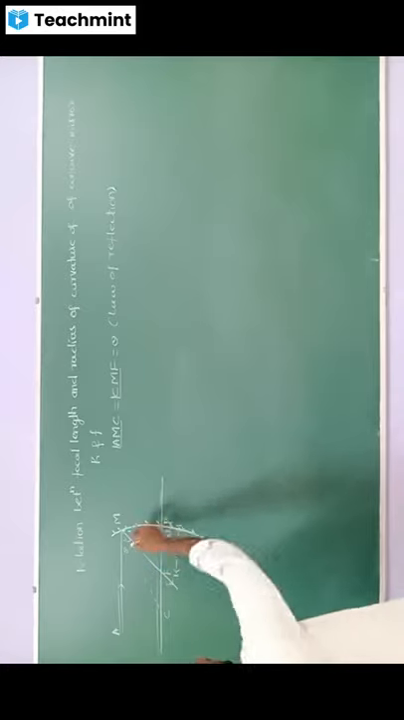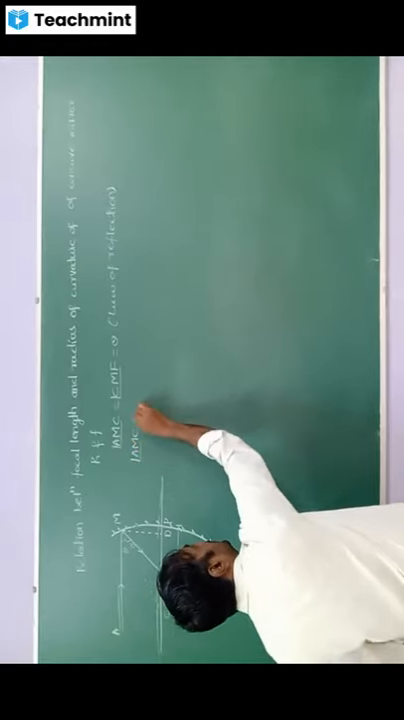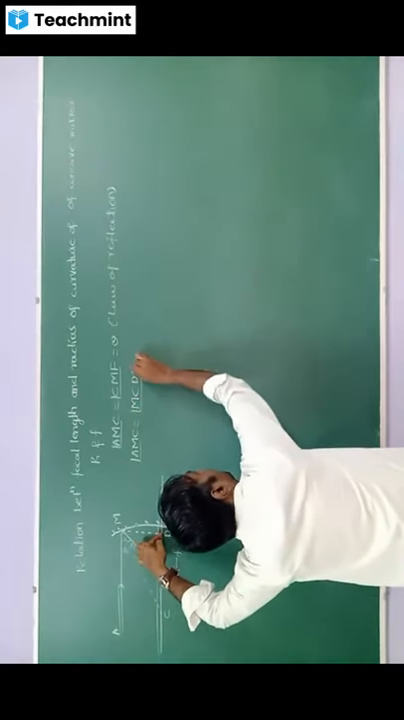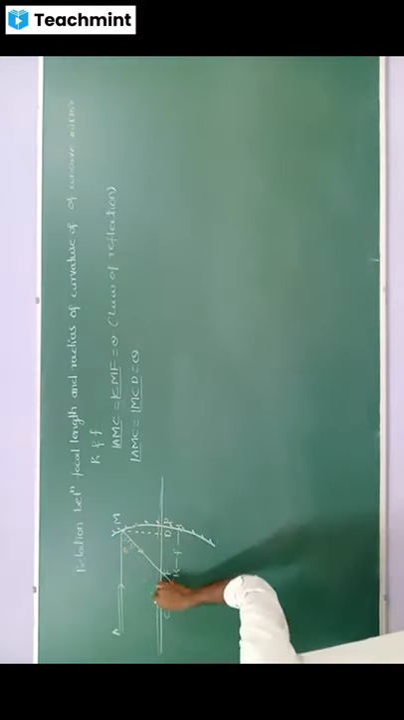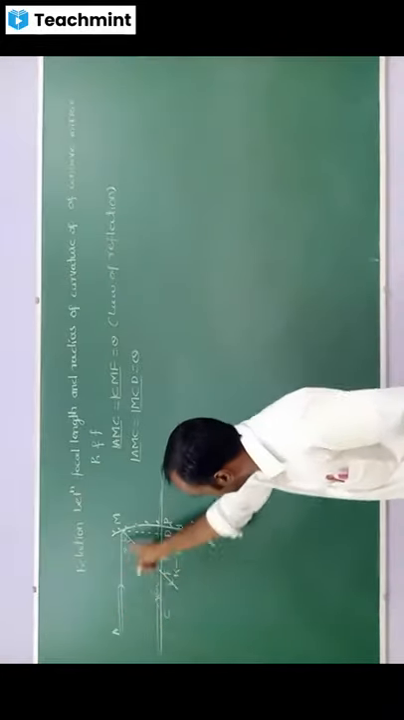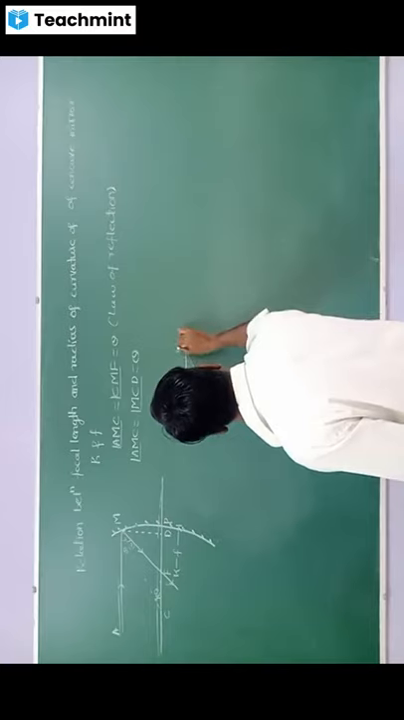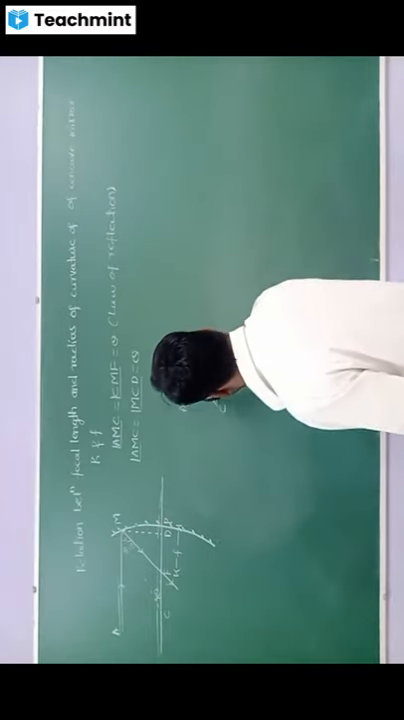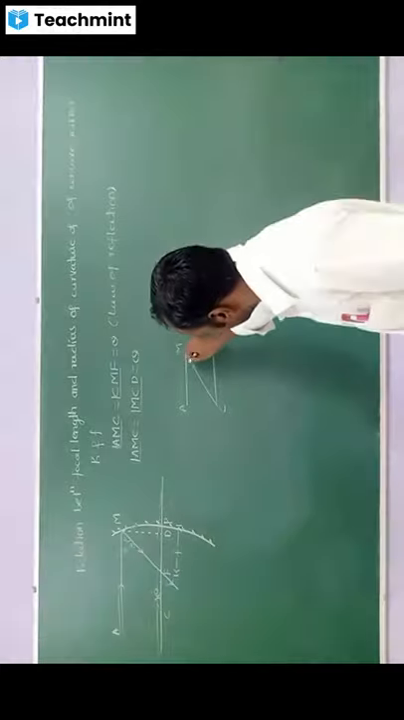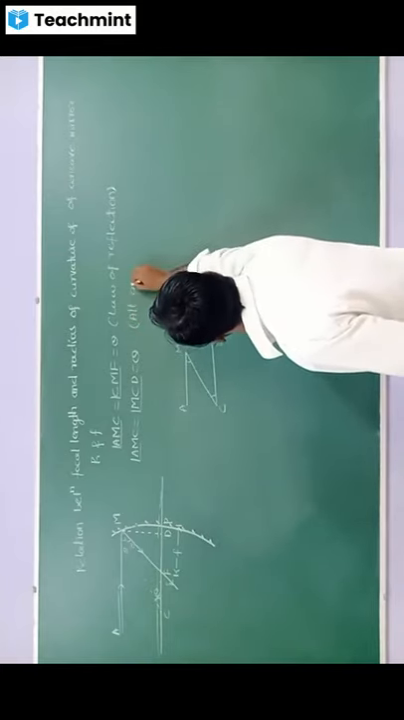Next, angle AMC is equal to angle MCD, which is also equal to theta. This angle is equal to this angle because they are alternate angles. Clear? Why is angle AMC equal to angle MCD? What is the reason? The reason is that they are alternate angles.